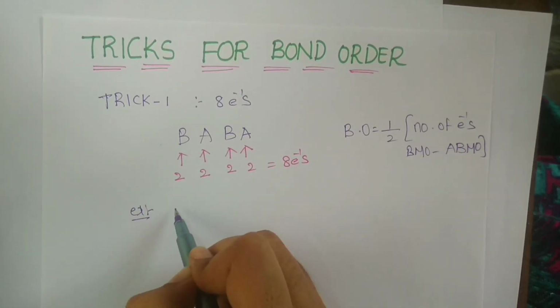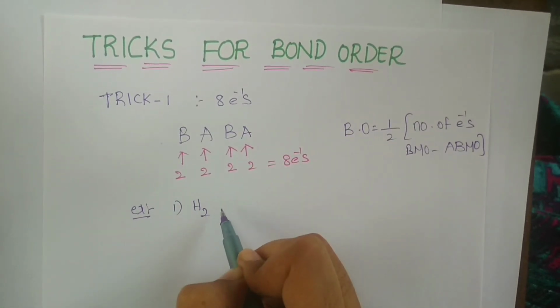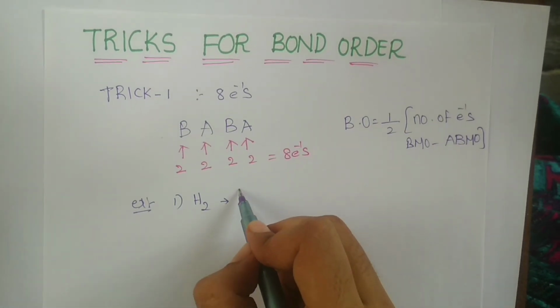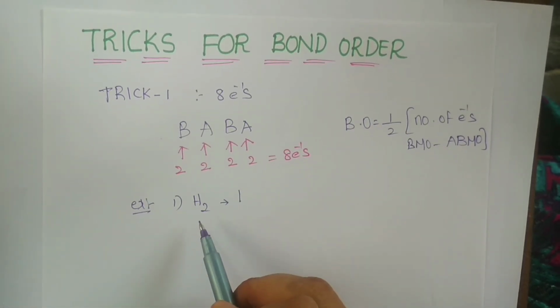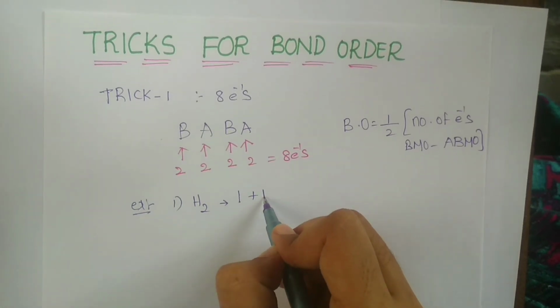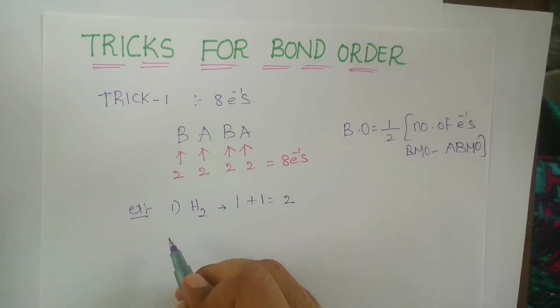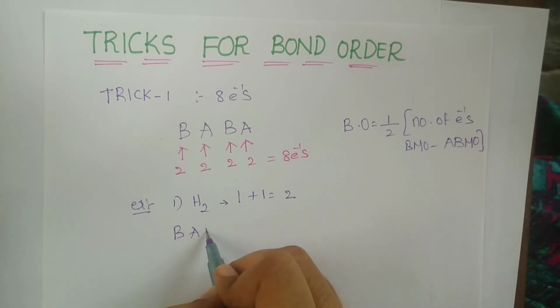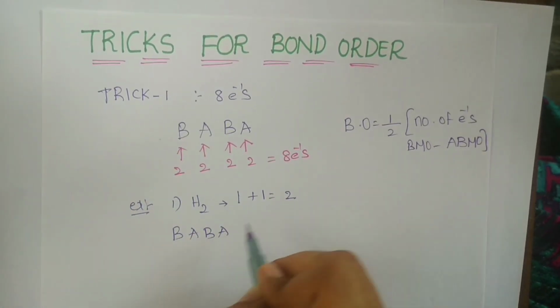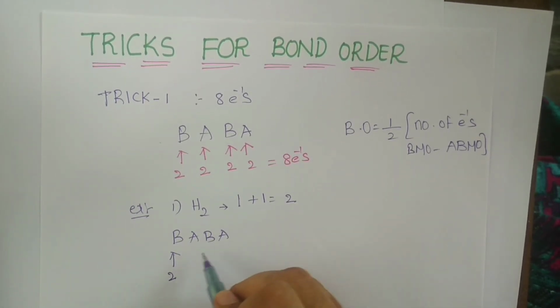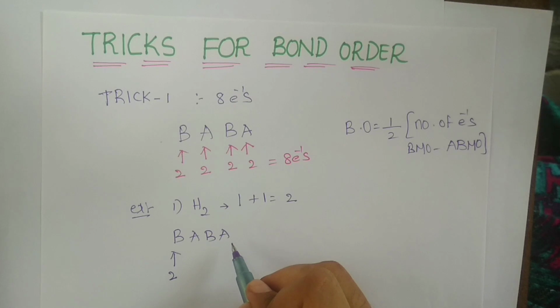First example is H2. We all know hydrogen atomic number is 1. That means it contains 1 electron. Here 2 hydrogens are there, so totally it contains 2 electrons. Now using this trick, that is BABA, the 2 electrons can be accommodated in the bonding orbital only. No more electrons in the remaining bonding and anti-bonding orbitals.